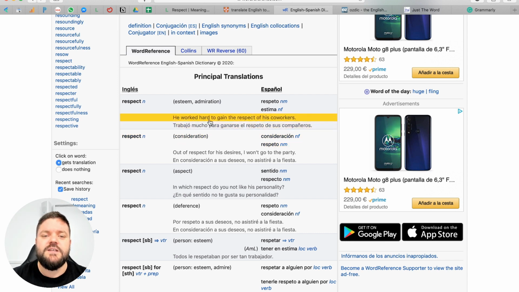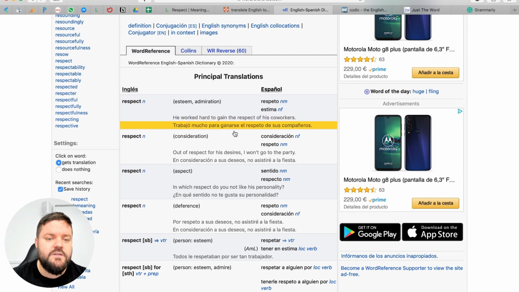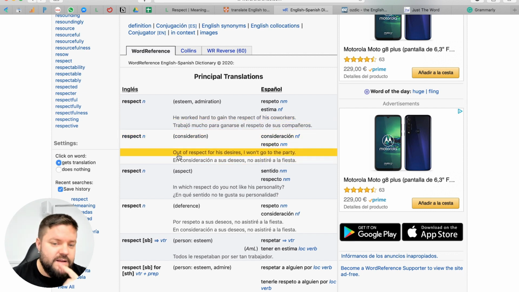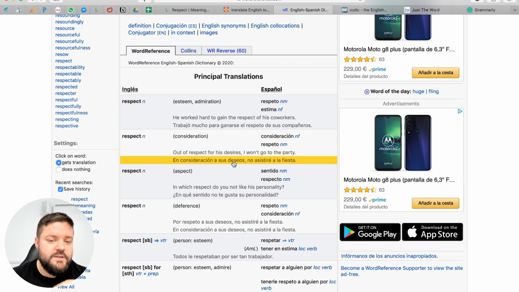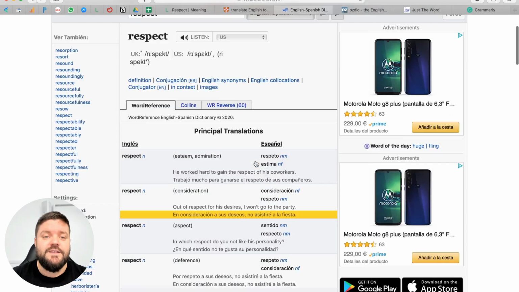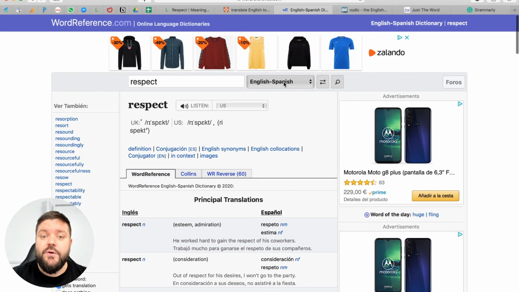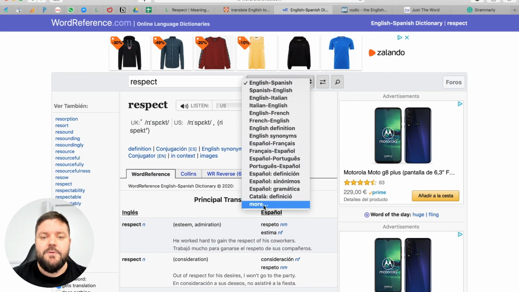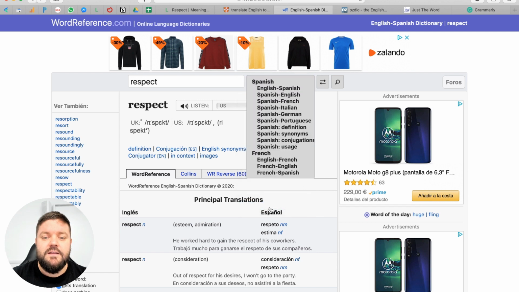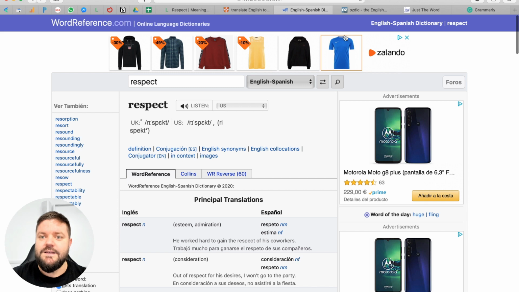He worked hard to gain the respect of his co-workers, and then the Spanish translation, or out of respect for his desires, I won't go to the party. En consideración a sus deseos, no asistiré a la fiesta. And you have all of these languages available, all of these and more. So that's just fantastic, as you will probably find your language within this list.